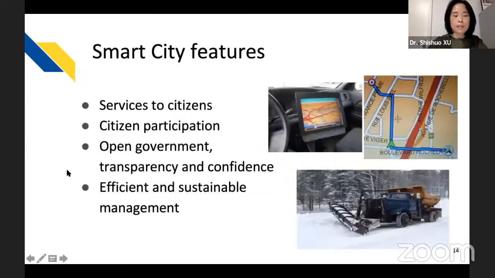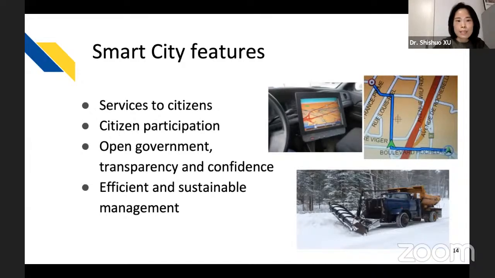Based on the 3 short videos, we made a brief summary. Are there any distinctive features that a smart city holds that make it different from traditional cities? Yeah, the answer is definitely yes. It mainly holds these 4 features.